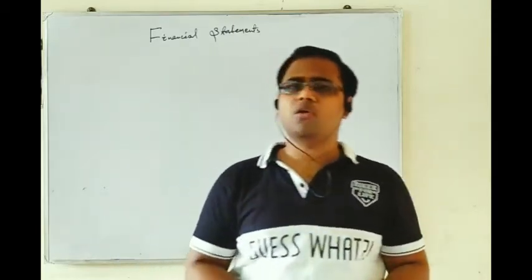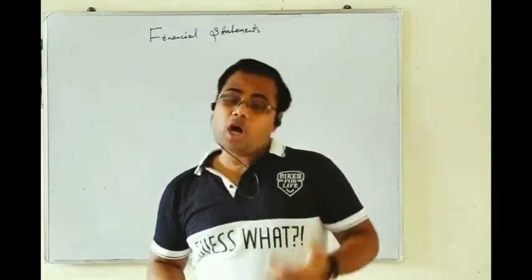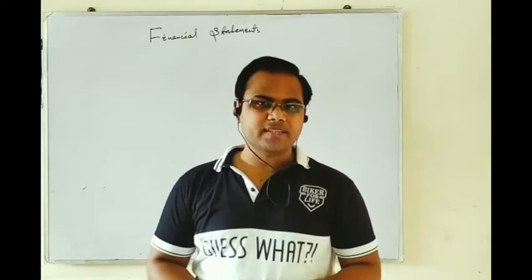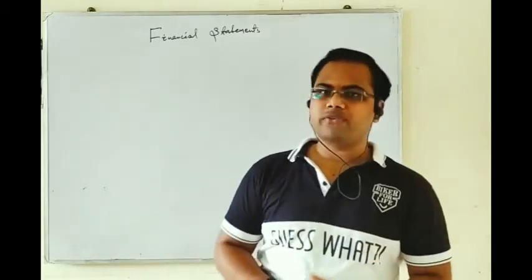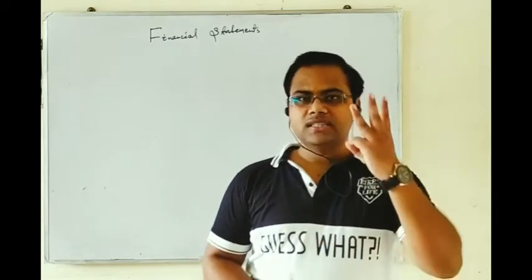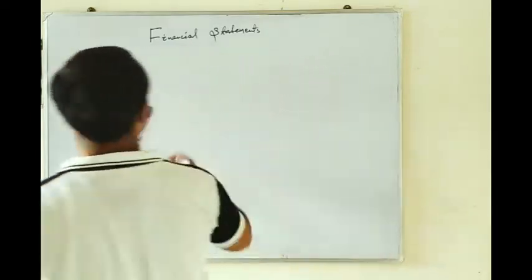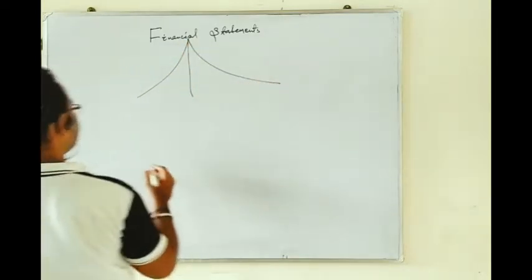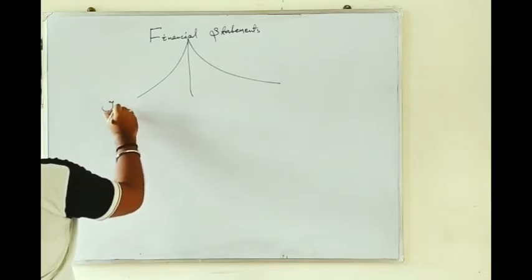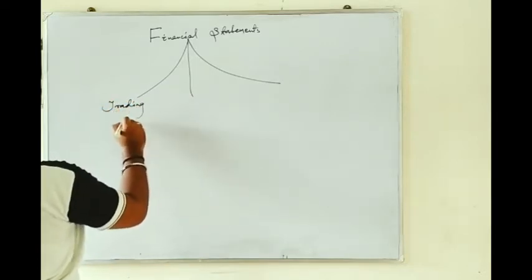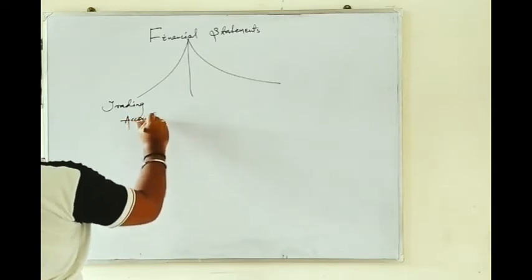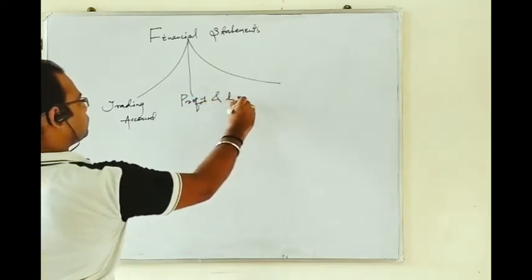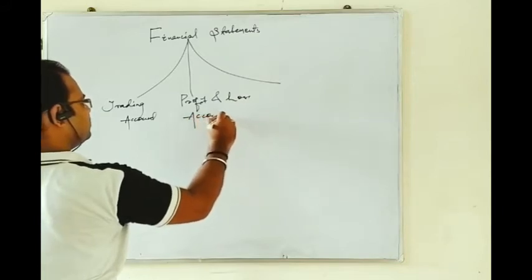Now coming back to our point, financial statements. How many types of financial statements are there? Since we have two objectives, obviously we would be preparing two to three financial statements. Actually there are three financial statements. Financial statements are of three types. What are those three types? First is the trading account. Second is the profit and loss account. Third is the balance sheet.